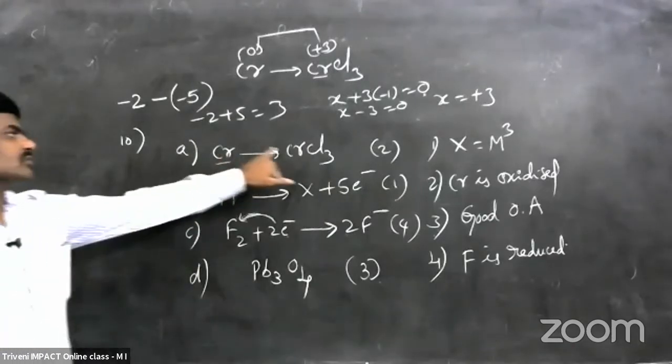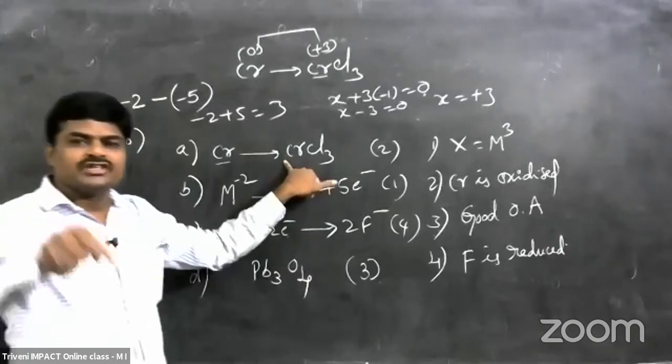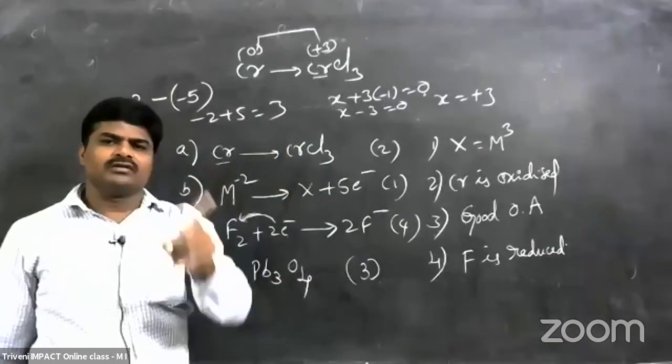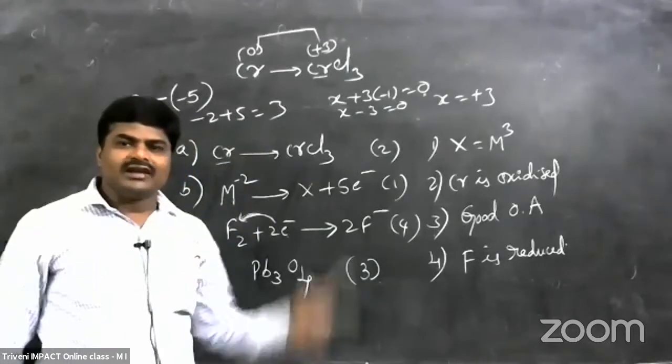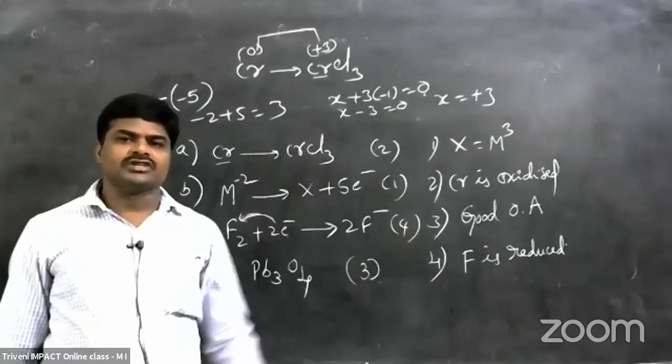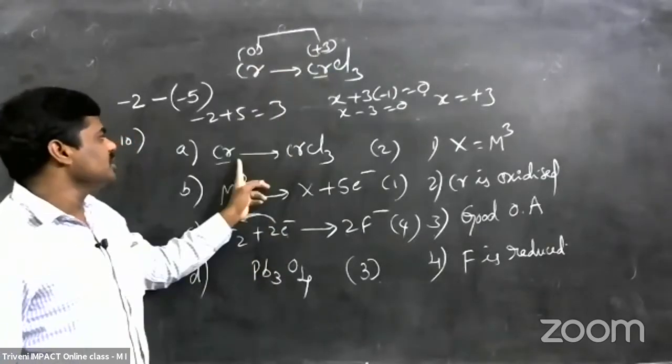Here chromium's oxidation number increases. That's why chromium is oxidized. You should remember one point: in oxidation, oxidation number is increased. In reduction, oxidation number is decreased. That is a very important point. So if the oxidation number is increased, it is oxidized.